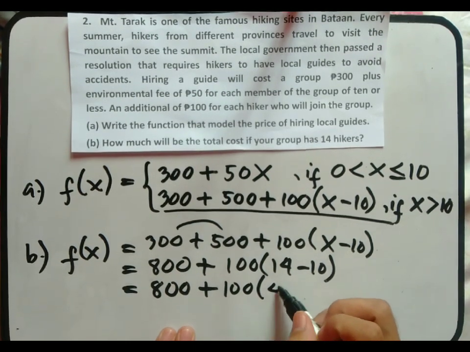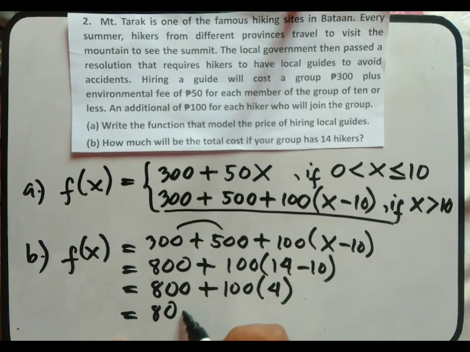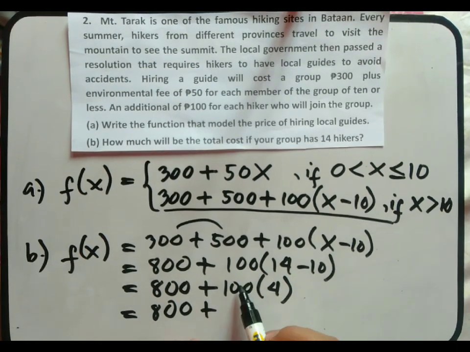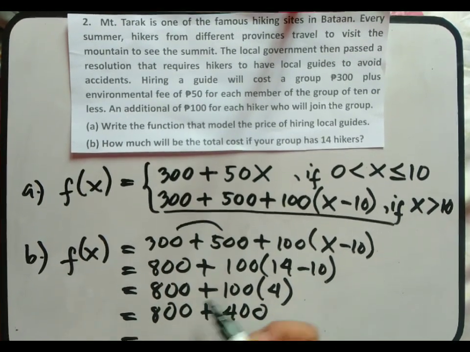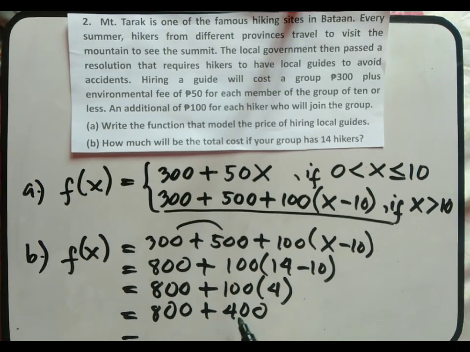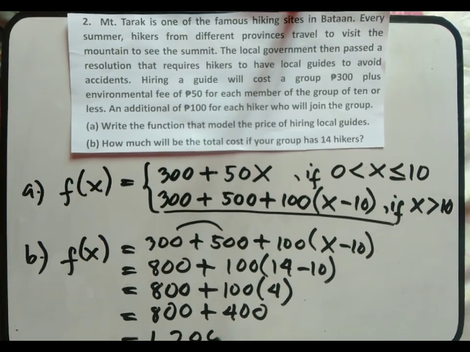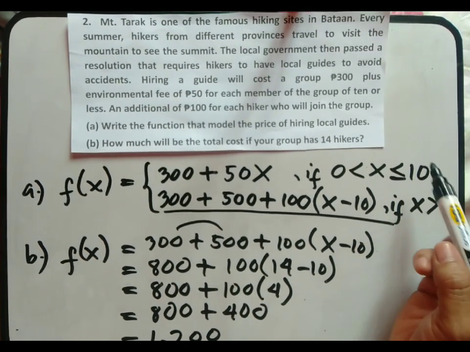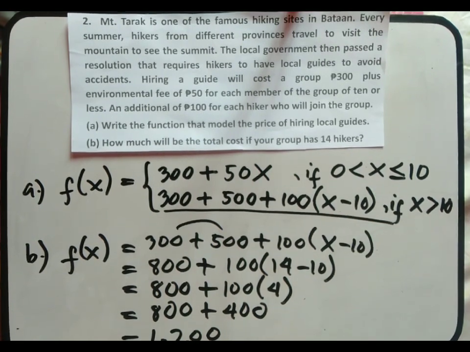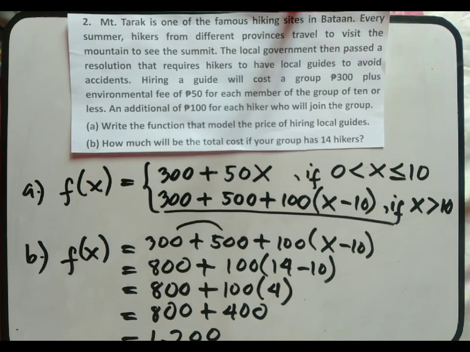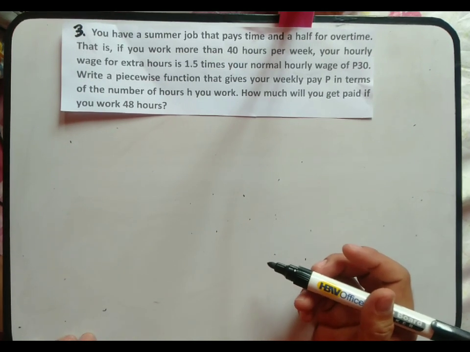14 minus 10 is 4. And then, i-multiply naman sa 100. So, we have 800 plus 100 times 4 is 400. And then, final answer, just add 800 plus 400 is 1,200. Okay, so if you have 14 members in a group, then you will going to pay 1,200 pesos.